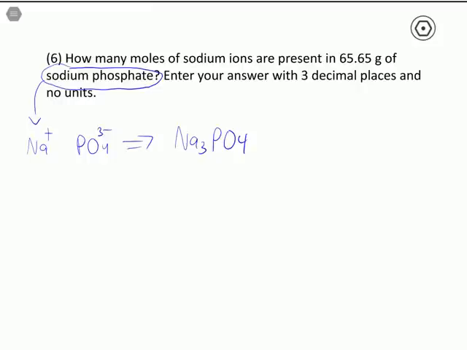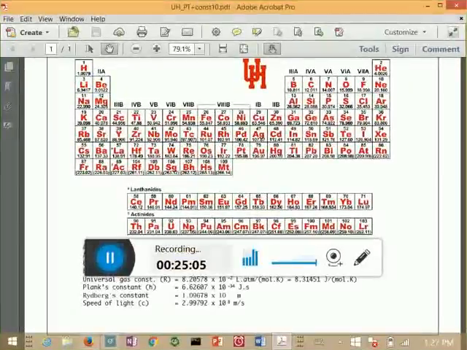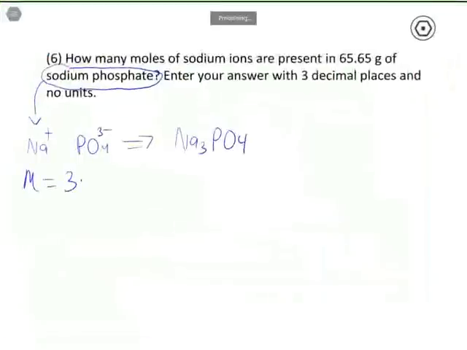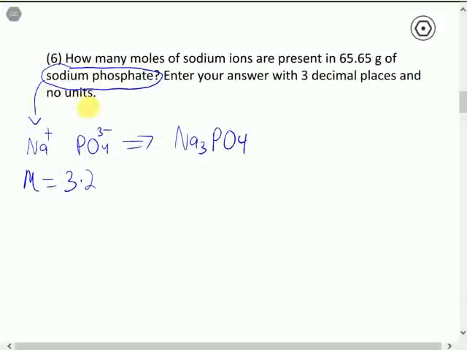So once we have the formula, we can find the molar mass, which is just the sum of the atomic masses. So we have 3 sodiums. We go to our periodic table. The atomic mass of sodium is 22.99. I'll try to zoom in on that a little bit. 22.99 is the atomic mass of sodium, or there's a larger periodic table, which also has pretty small writing over there. So we sum the atomic masses to find the molar mass of the compound.